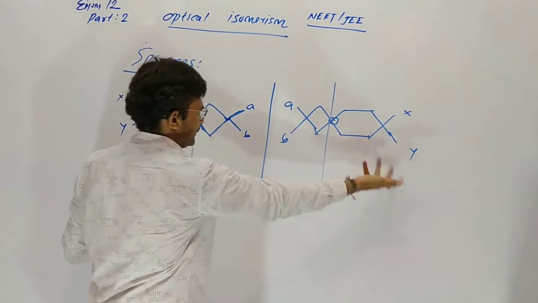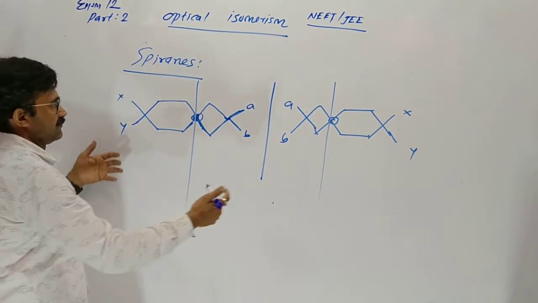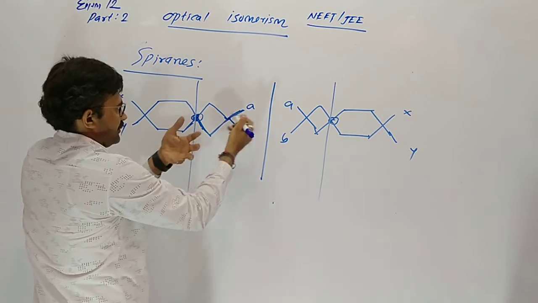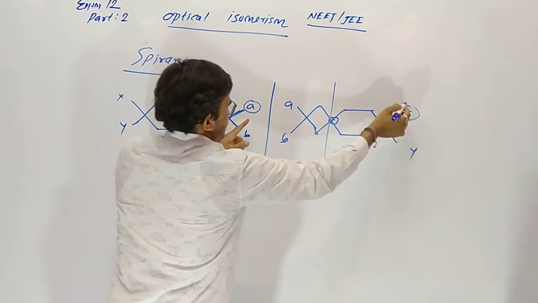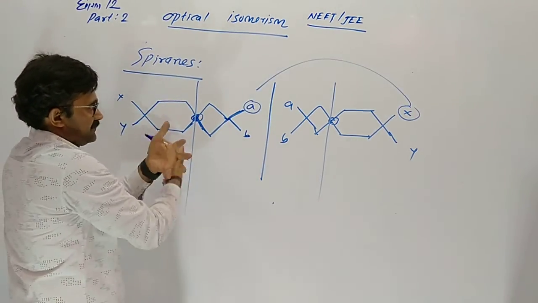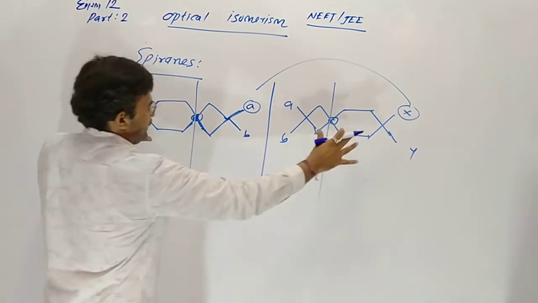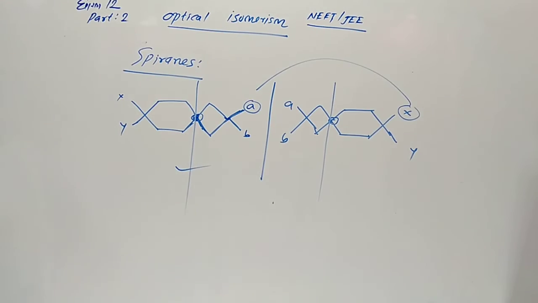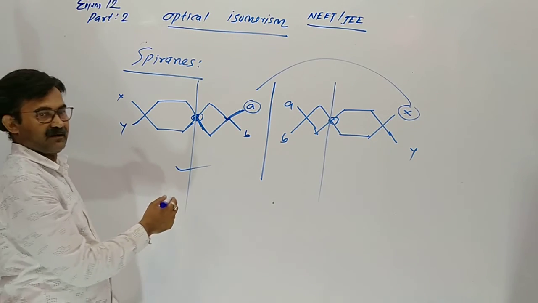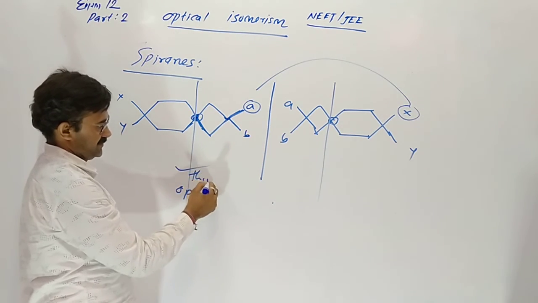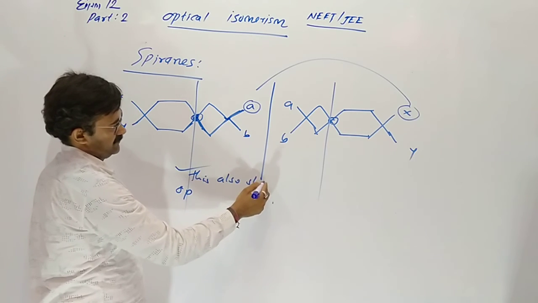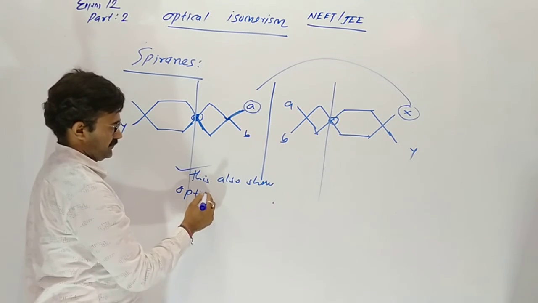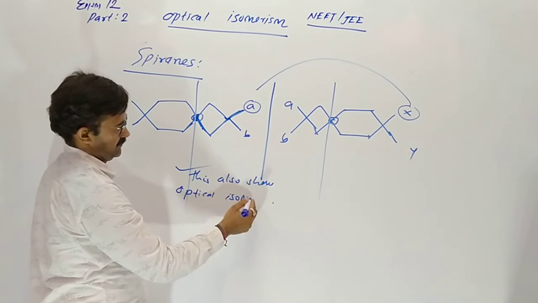Left hand side appears on right hand side. And both are not superimposable. Here X comes over A. Then we mix up. So here when we take, these also show optical isomerism.